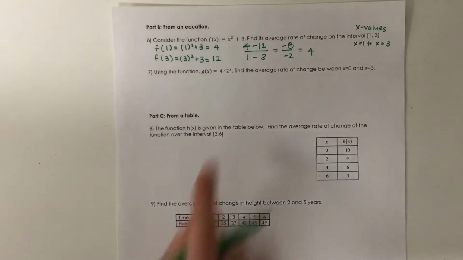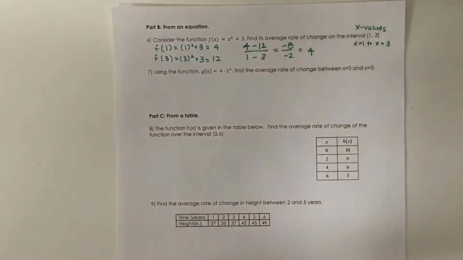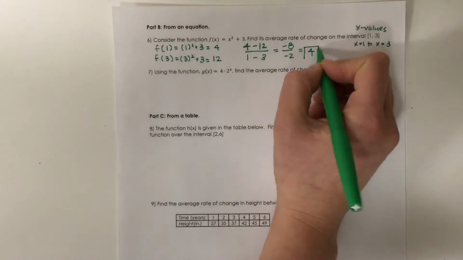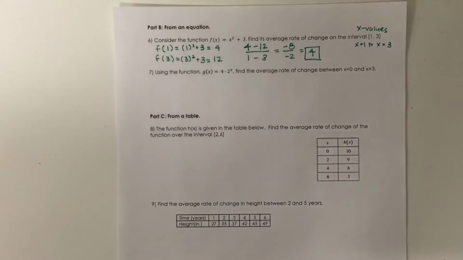That's the same way you'll find out if you switched it and did 12 first. You'd also get an average rate of change, or a slope between those 2 points, of 4.